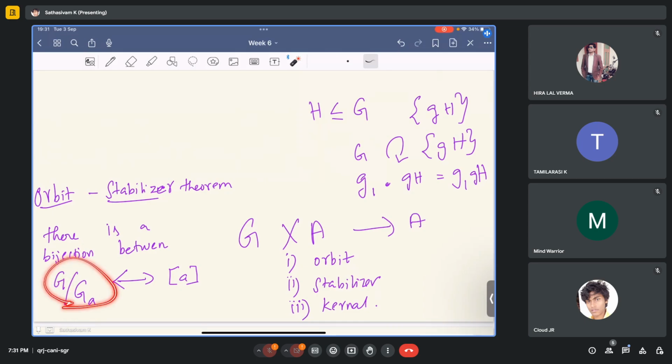I'm not sure if I think the stabilizer need not be a normal subgroup. Just give me a minute. Yeah, I think the stabilizer is a normal subgroup. Let's try to prove it also.